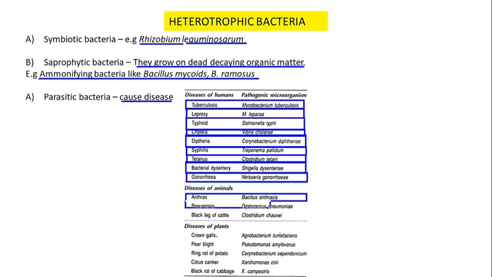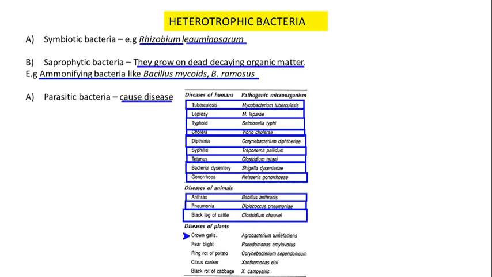Pneumonia is caused by Diplococcus pneumoniae. Black leg of cattle is caused by Clostridium chauvoei. So these are different diseases. Then we do have a number of diseases caused by these bacteria in plants.